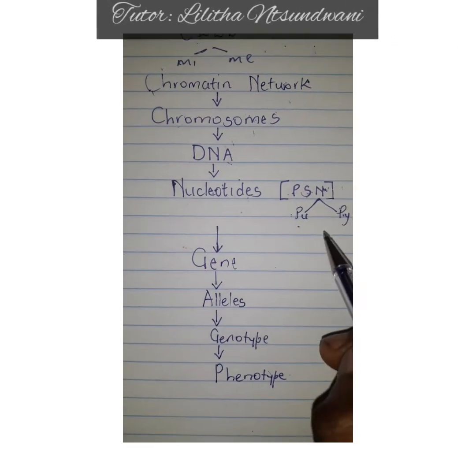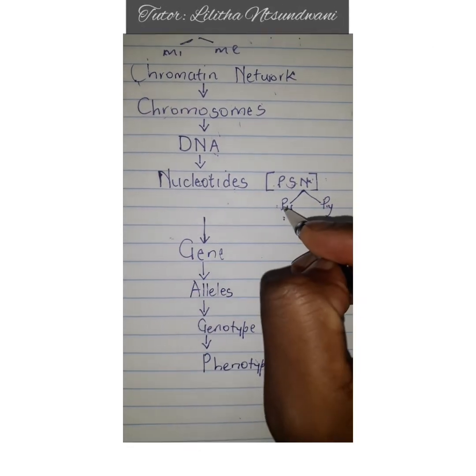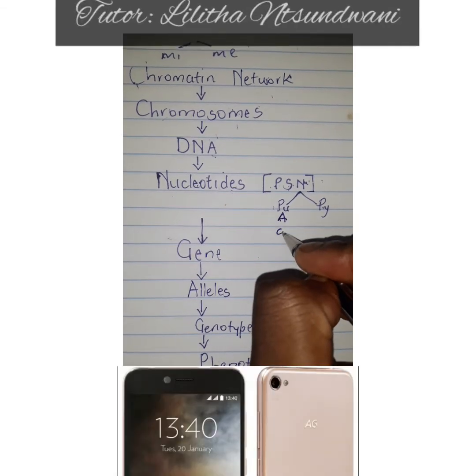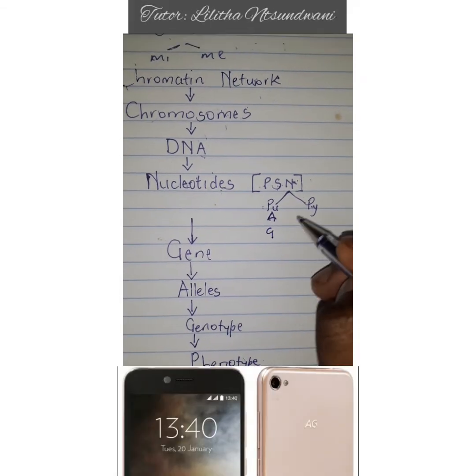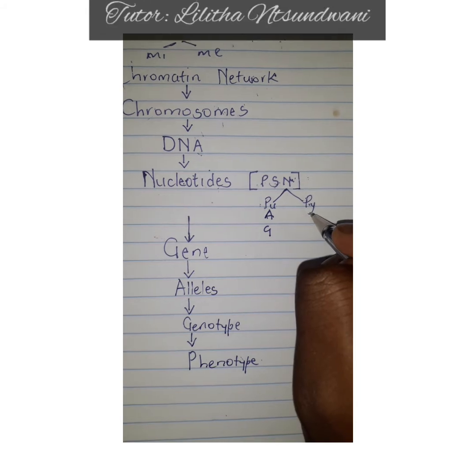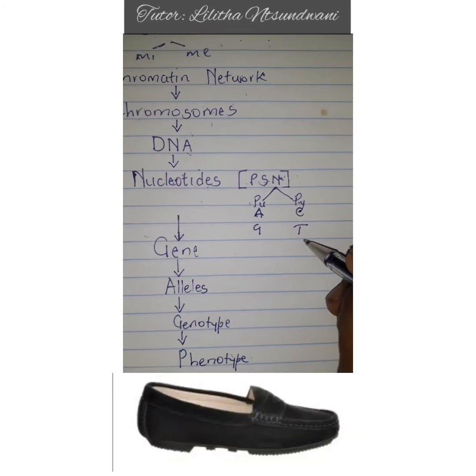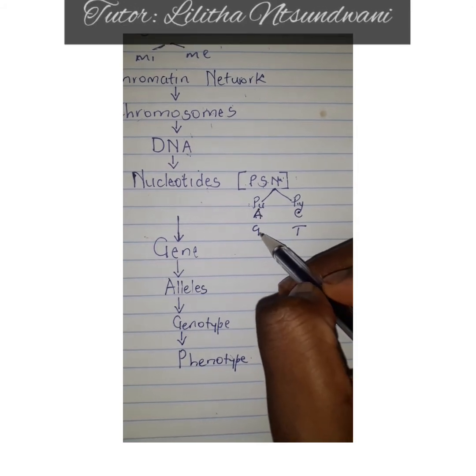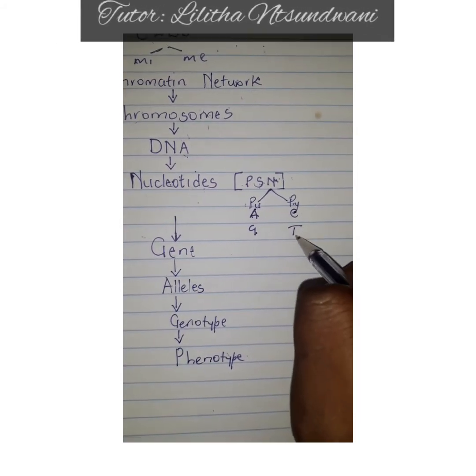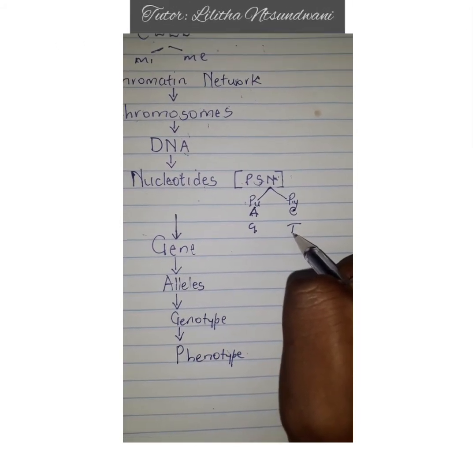Right, now under our purines we've got our A G. You remember the phone, right? And then under our pyrimidines we've got our C T. You remember the shoe, right? Yeah. So this is adenine, this is guanine, this is cytosine, this is thymine. Remember, we're talking about DNA.